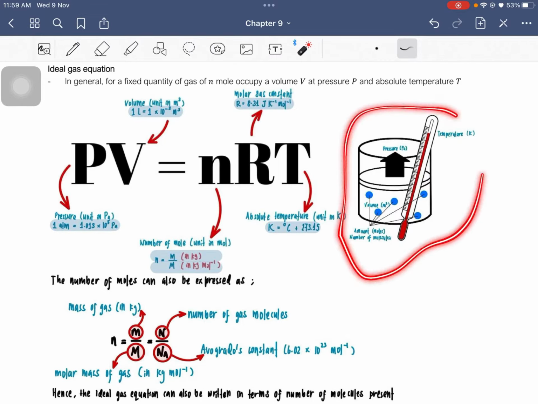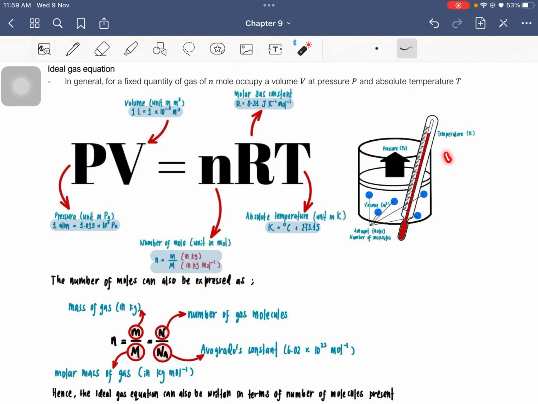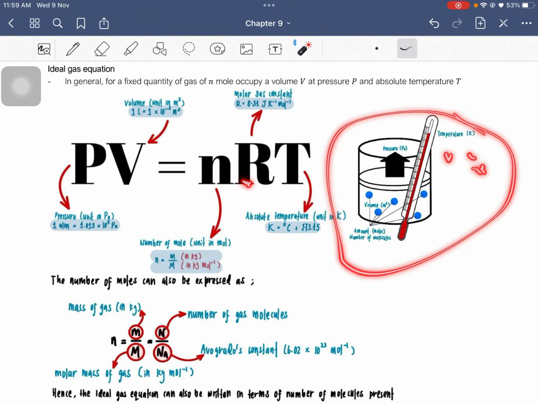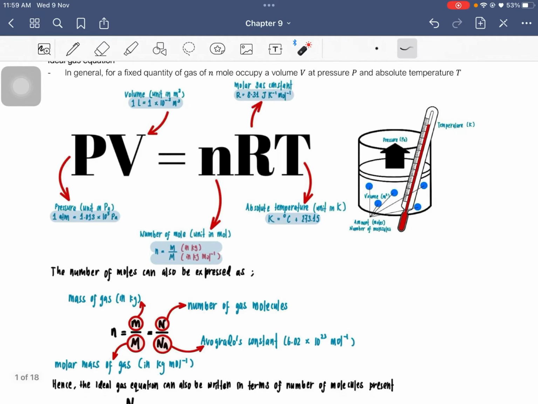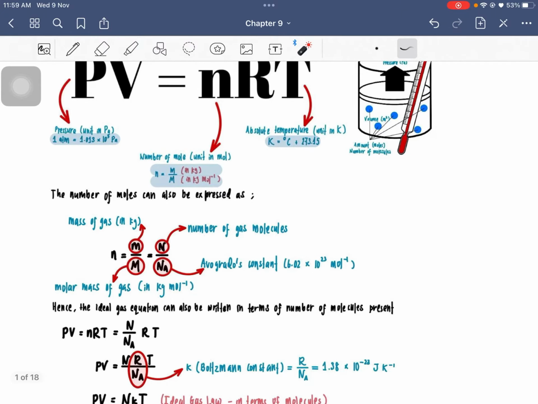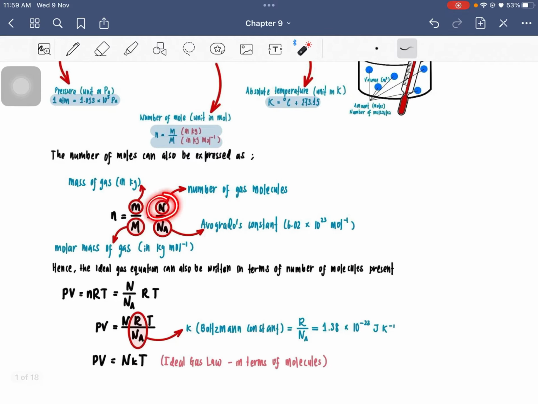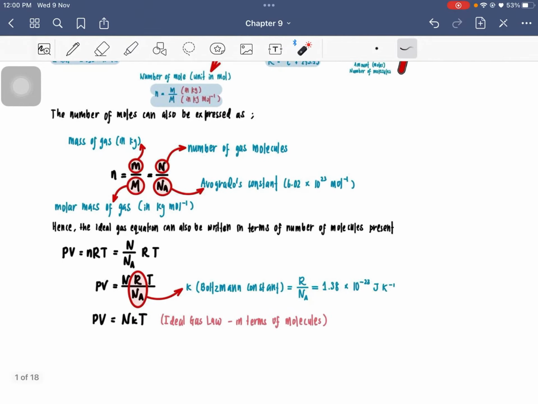So this is basically what's happening in this equation, if we look based on the diagram, what is present. Okay. So the number of moles can also be expressed as n equal to capital N over the Avogadro constant. So capital N is the number of gas molecules. Small n is the number of moles. Okay, they are not the same. So the Avogadro constant is 6.02 times 10 to the power of 23 per mole. So yeah, n is equal to this and also this one.